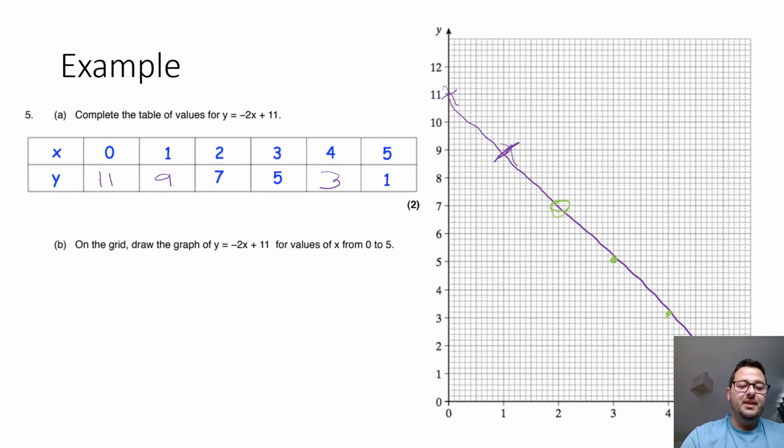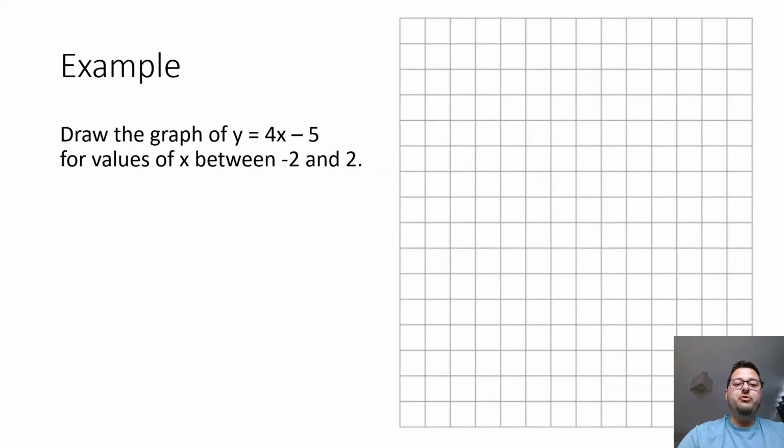Okay, all right, next one. So draw the graph of y equals 4x minus 5 for values of x between minus 2 and 2. Okay, so there's a few things going on here. I know my big head's in the way of part of the graph. Now, one thing is they've not given you a table.